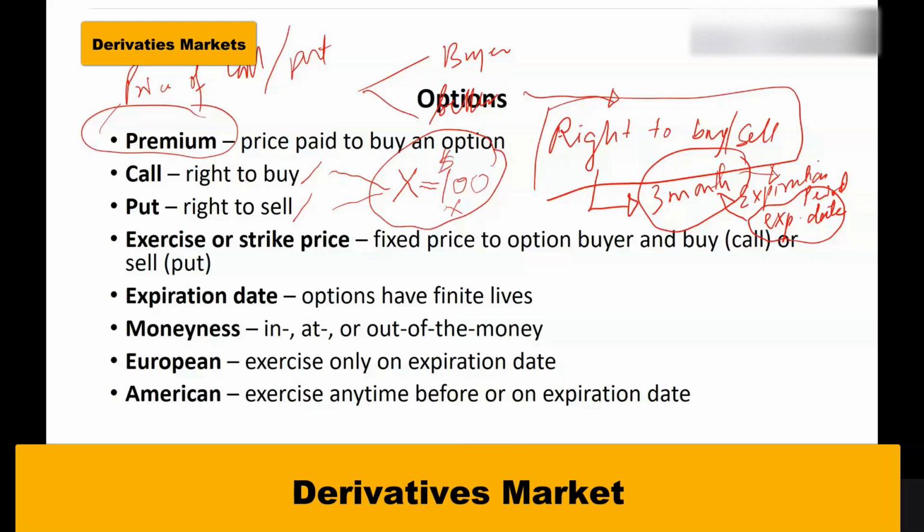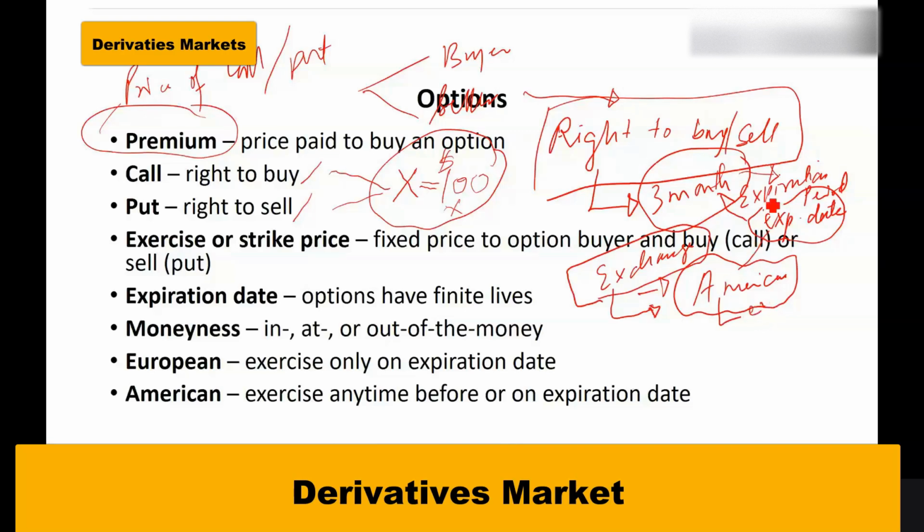If the option can be exercised within the 3 months at any time, it is called an American option. Exchange listed options are American options because exchange listed options can be exercised at any point of time before expiration during the trading hour. That is why we call them American options, because early exercise is possible. So though the option has a 3 months period, if it is trading on an exchange and it is an exchange listed option, it can be exercised at any time during the 3 months period.